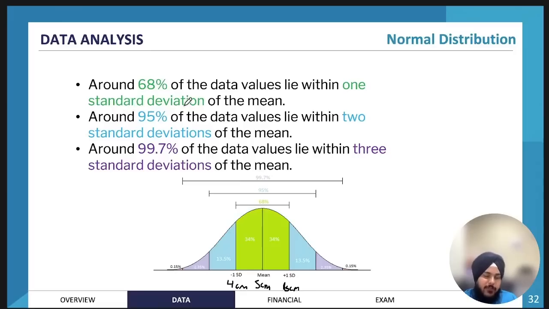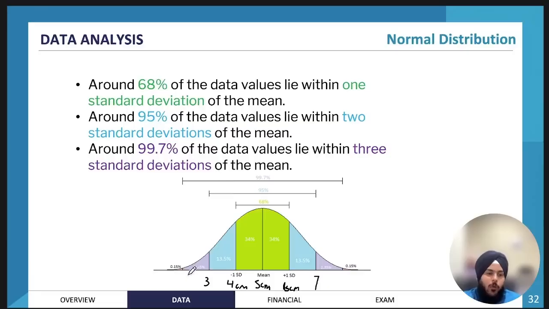Whereas 95% of those oranges will be within 2 standard deviations. So what is 2 standard deviations? It is 3 centimeters and 7 centimeters. So approximately 95%, which is like the majority of the oranges, will be between 3 and 7 centimeters. And around 99.7%, so that is about all the sample, or about 99.7 of the oranges, which is approximately just 100.